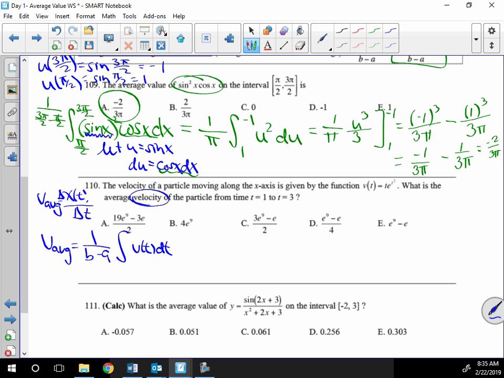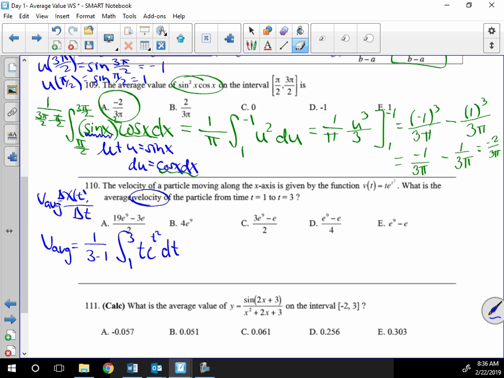This one's still non-calculating. So let's go ahead and go through and do this one. This one looks nice. So this is t e to the t squared. Woohoo! I sure hope we're going to use some of this. All right, so I'm going to go ahead and set it up. We have, so I'm going from 1 to 3. And I'm integrating my velocity function, so t e to the t squared dt. And this is 1 over 3 minus 1.